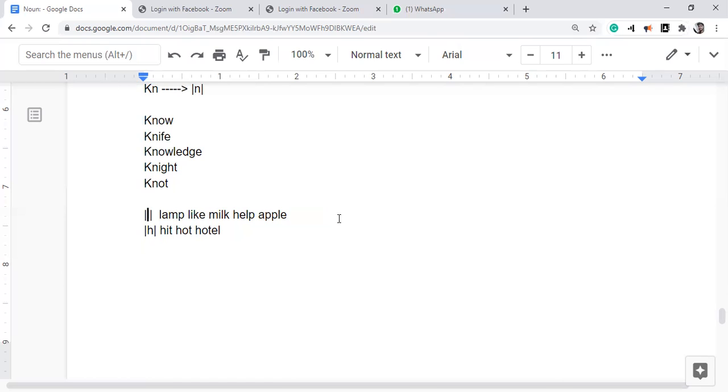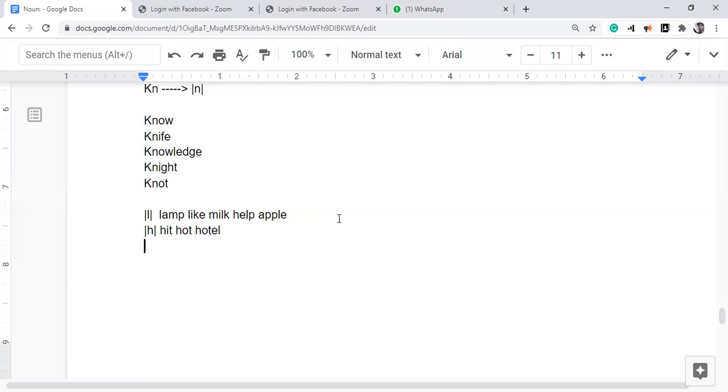Hot. Okay. So you have to underline this ha sound. Repeat the sound. Hotel. Hotel. Yeah. Great. Okay. So this is our ha sound.